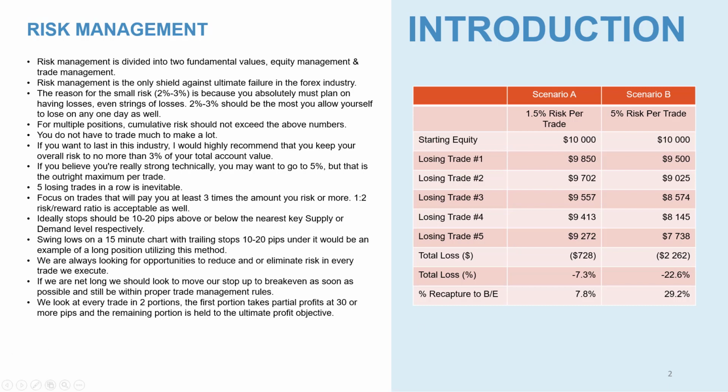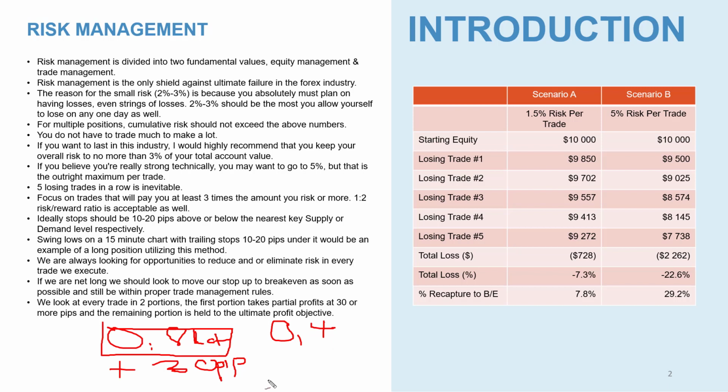So what this means is, say you're in a trade with a 0.8 lot size, and the trade moves in your direction 30 pips. What you can do is take off a portion of this 0.8 lot size, meaning you can scale down, say take off 0.4. That's 50% scaling. Then you leave the other 0.4 to run up until the ultimate profit objective.